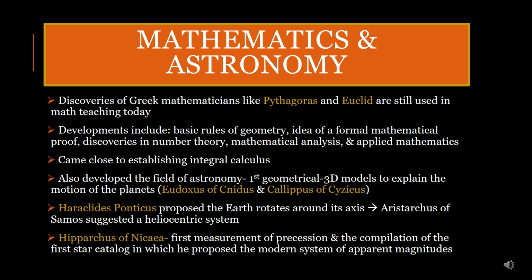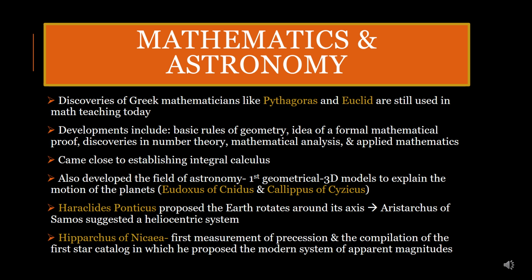So the discoveries of several Greek mathematicians, including Pythagoras and Euclid, are still used in mathematical teaching today. Important developments include the basic rules of geometry, the idea of a formal mathematical proof, and discoveries in number theory, mathematical analysis, and applied mathematics. Ancient Greek mathematicians also came close to establishing integral calculus.